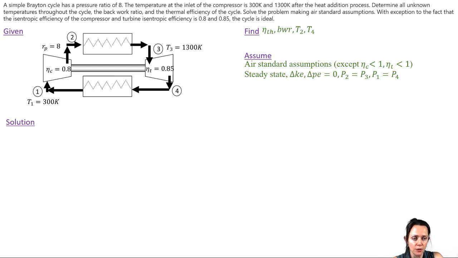And then also you'll notice that P2 and P3, and P1 and P4, are equal to one another. That comes from the fact that it's an ideal cycle and there's no friction, and so there would be no pressure drop in the lines.